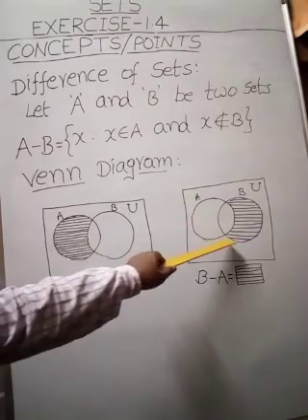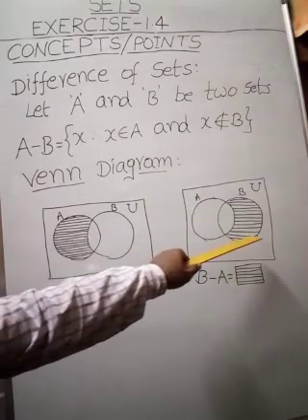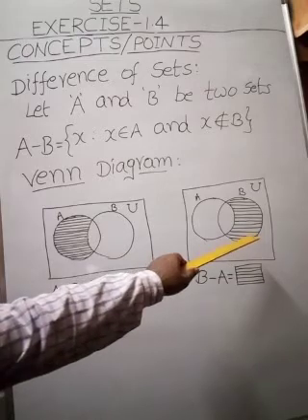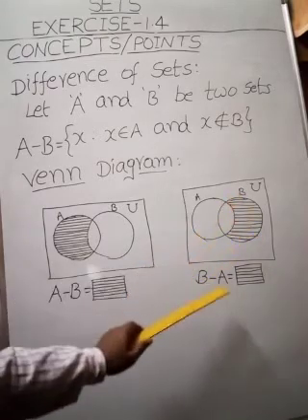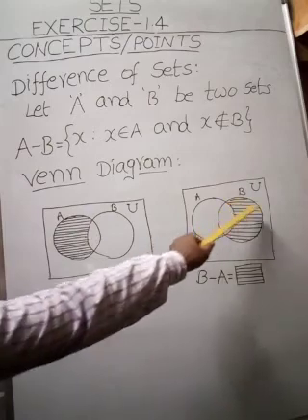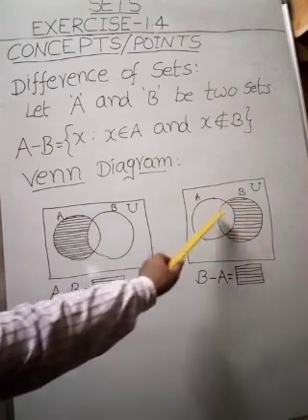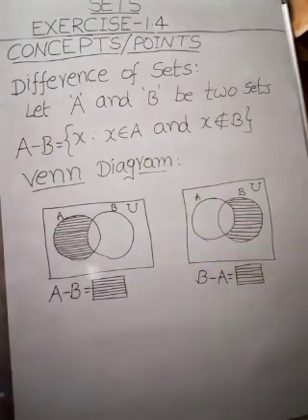Similarly, in this Venn diagram, I represented B minus A. In the set B, we have shaded this part only. We have deleted the common part of A and B. Understood, my dear children? Right.